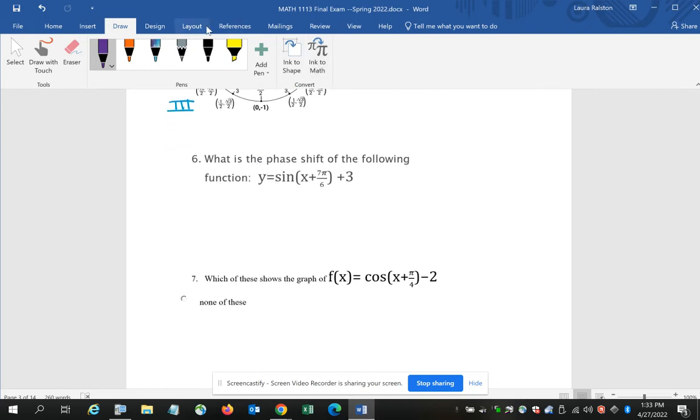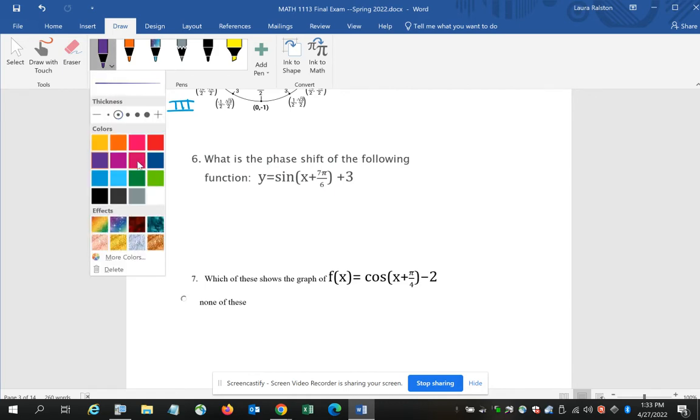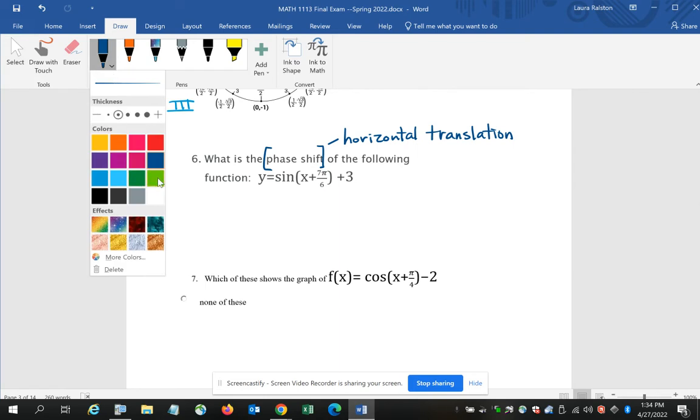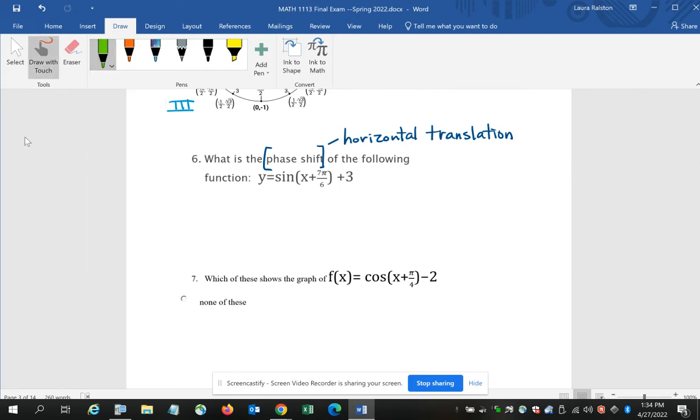Okay, number 6 asks you what is the phase shift of the following function, and you're given y equals the sine of (x plus 7π/6) plus 3. Okay, phase shift is the term used to represent a horizontal translation. So you're either going to go left or right. And that particular piece is determined by the expression in the parentheses.